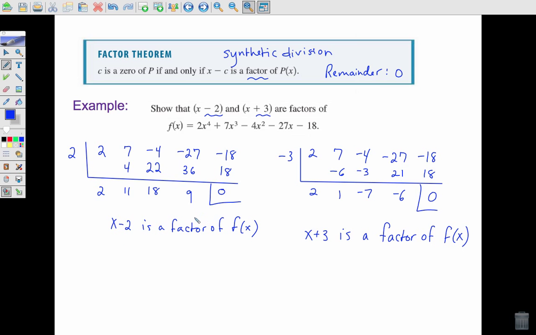What is also important here is that when we have a 0 remainder, we know from the remainder theorem that this is an x-intercept. This goes through the point 2, 0. That is a point on our graph. It also goes through -3, 0. So these are both x-intercepts, which we know is really important when we go to graph.